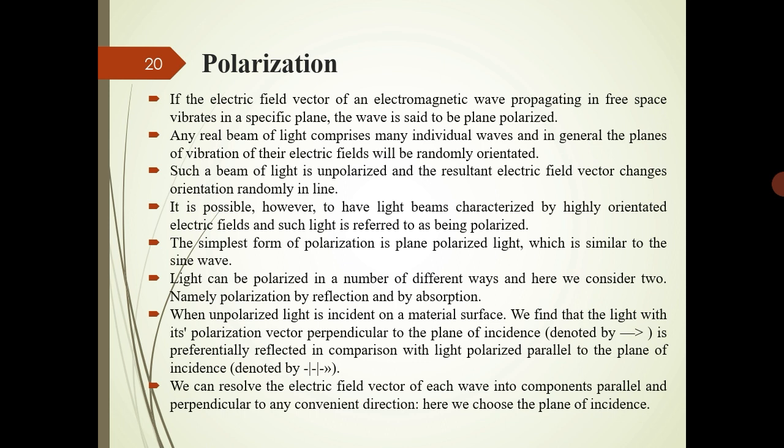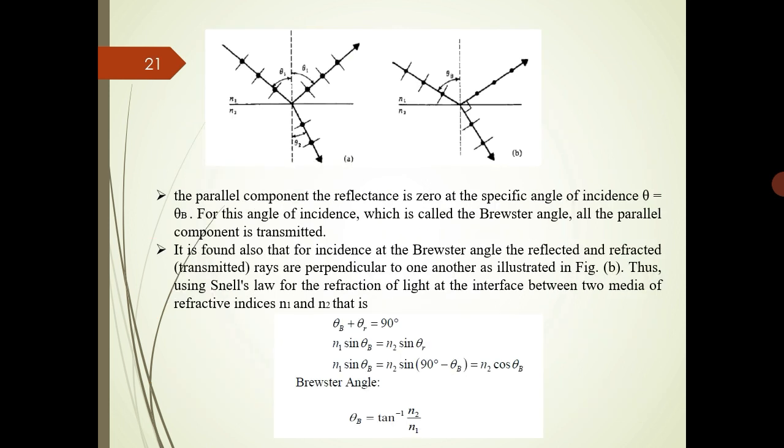When unpolarized light is incident on a metal surface, we find that light with its polarization vector perpendicular to the plane of incidence is preferably reflected, in comparison with light polarized parallel to the plane of incidence. Here, the diagram shows the concept of reflection and absorption of light whenever it is incident on a surface.